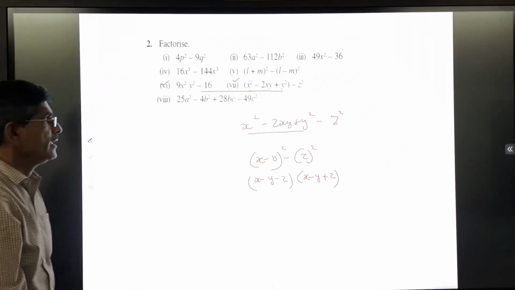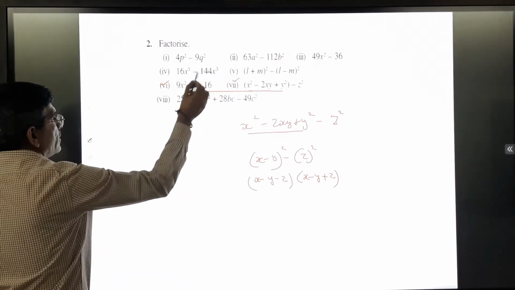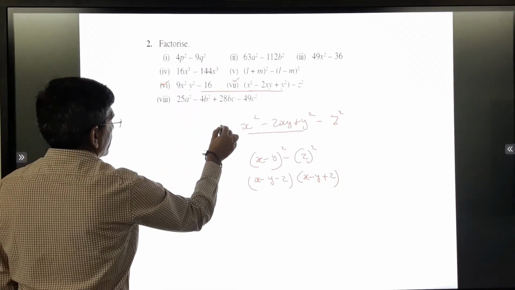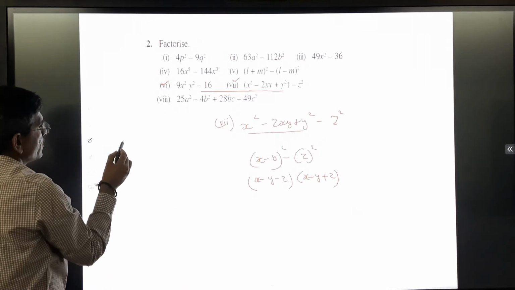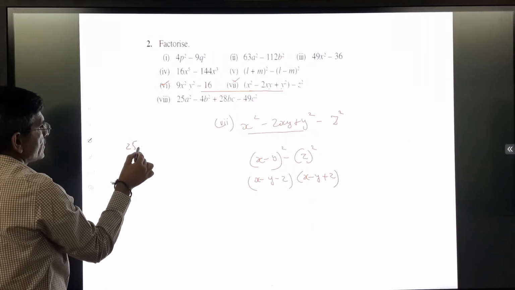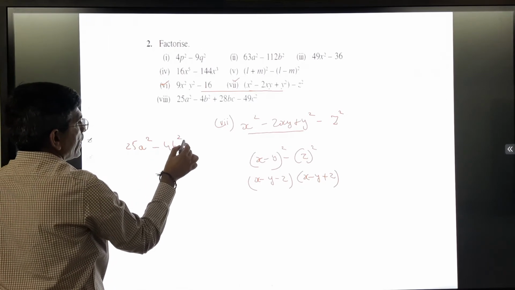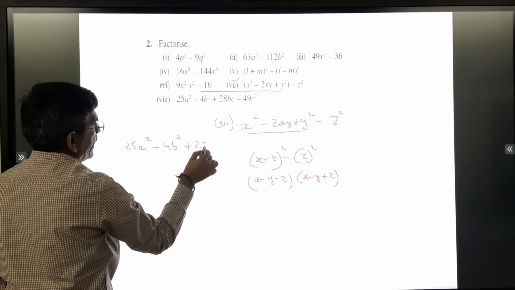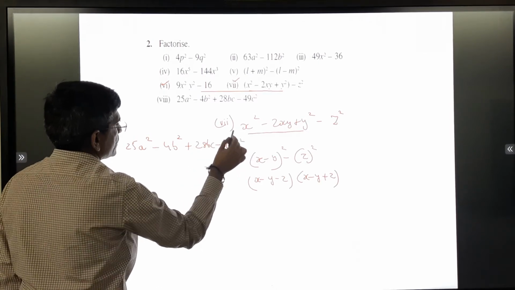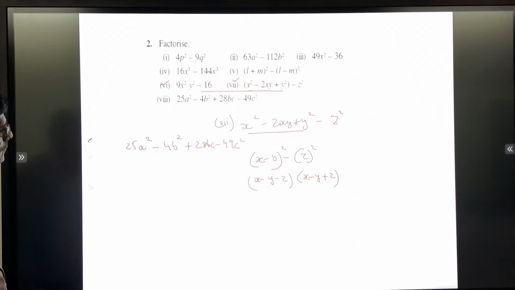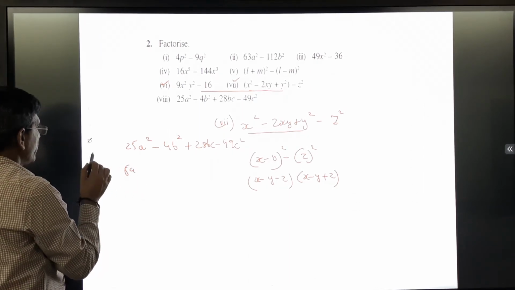Simple way. But in question 3, terms are given. So that is 7. Now 8 is also the same type of sum. If you see properly, 25a square minus 4b square plus 28bc minus 49c square. Here it is (5a) whole square, you can write.